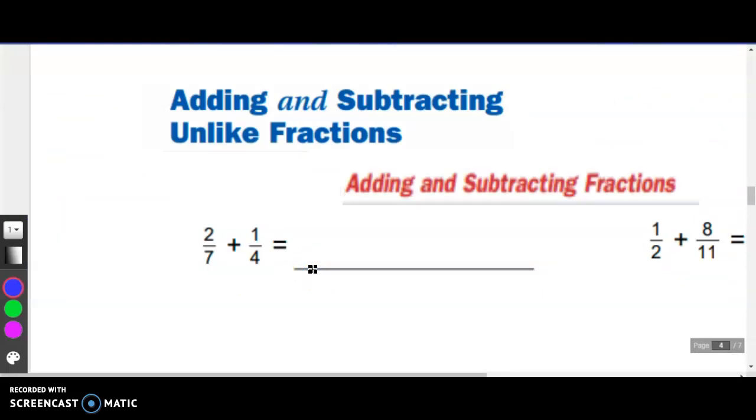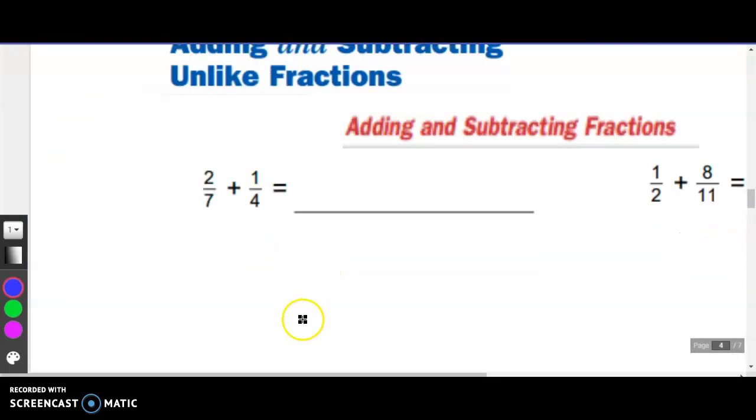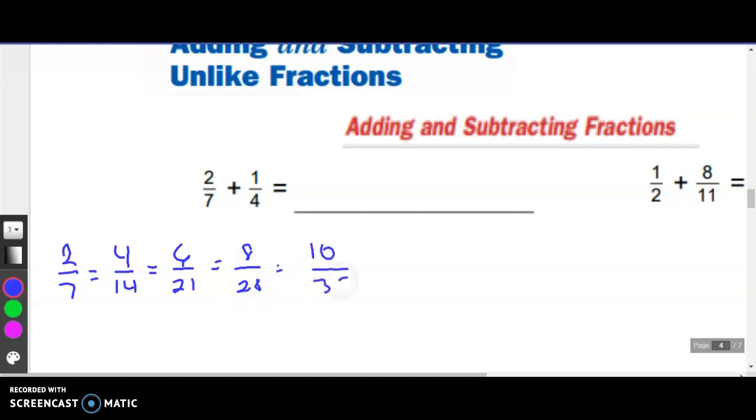Now, getting to the other part about fractions that you have to remember is that they have to have a common denominator. We notice that these fractions don't have a common denominator, but 2/7 equals 4/14, which equals 6/21, which equals 8/28, which equals 10/35. You see these are all equivalent fractions, right?